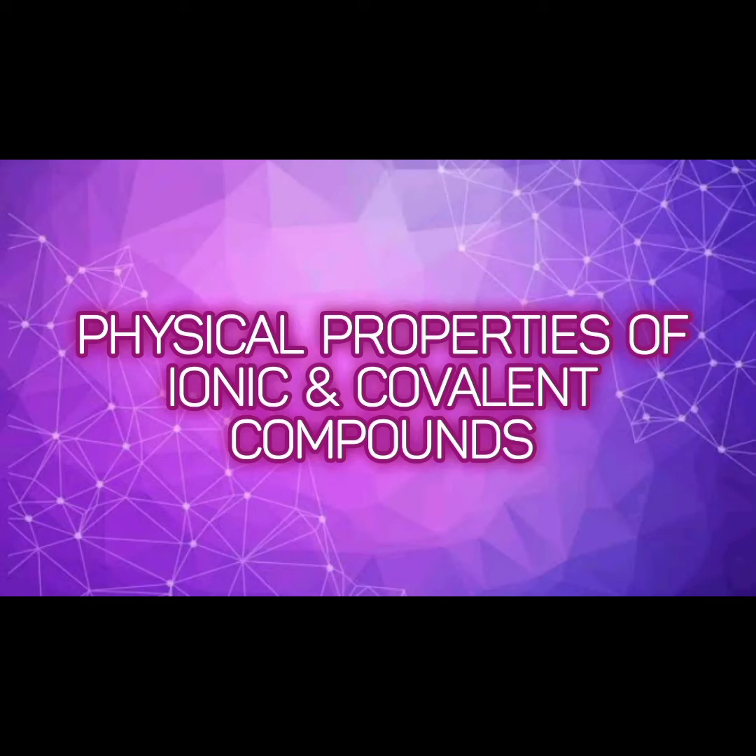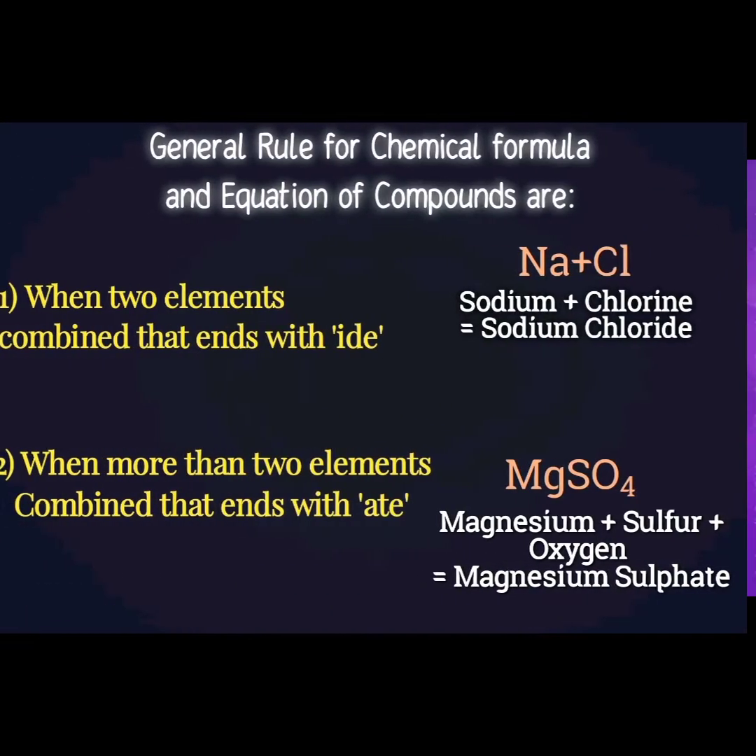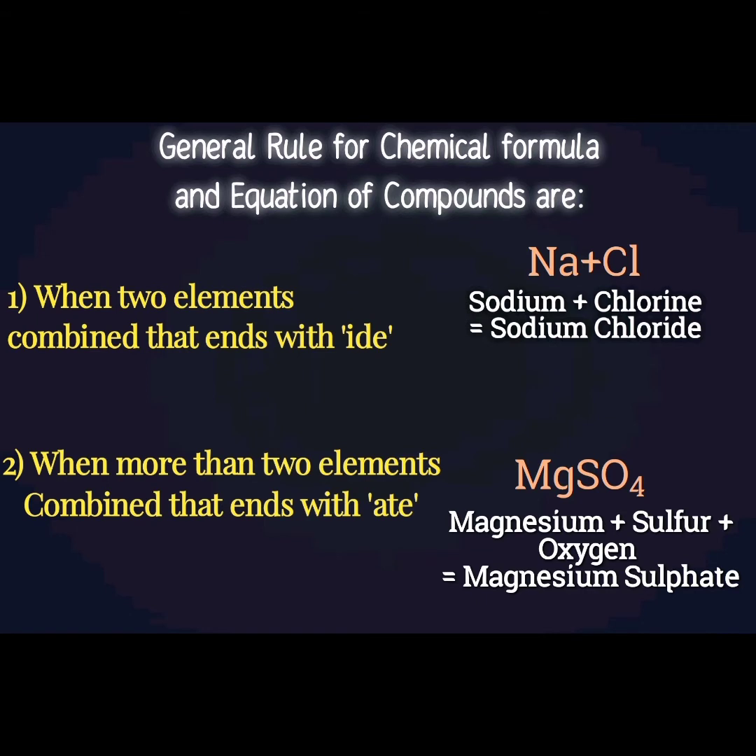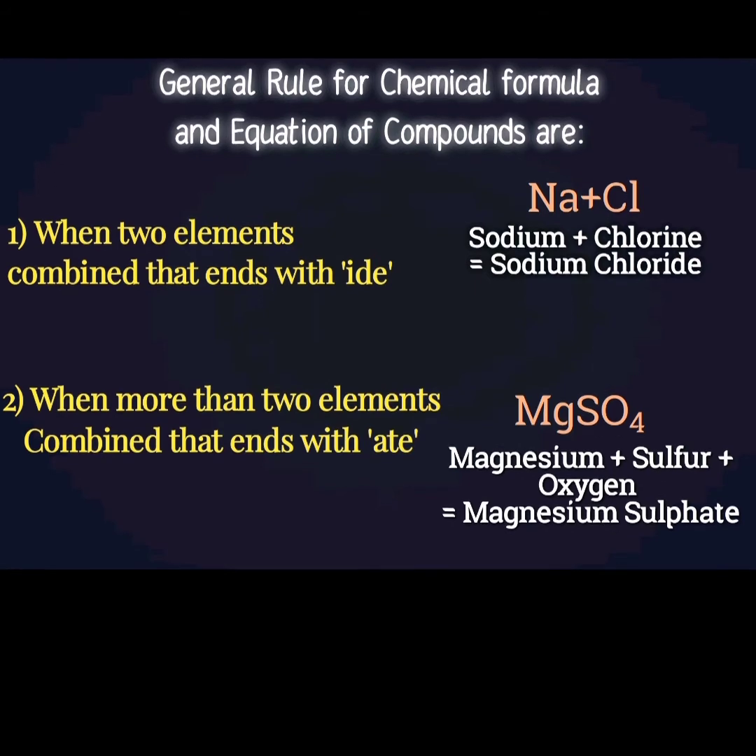Physical properties of ionic and covalent compounds. General rules for chemical formula and equation of compound: when two elements combine, the name ends with IDE. For example, when two atoms combine to make a molecule, that molecule will end with IDE, like sodium and chlorine reacting as sodium chloride. When more than two elements combine, the name ends with ATE, like magnesium, sulfur and oxygen reacting as magnesium sulfate.